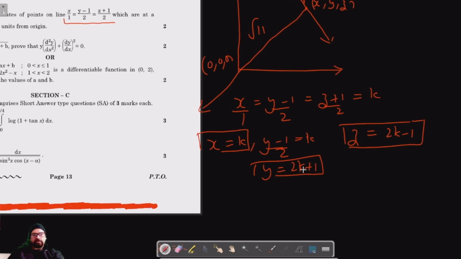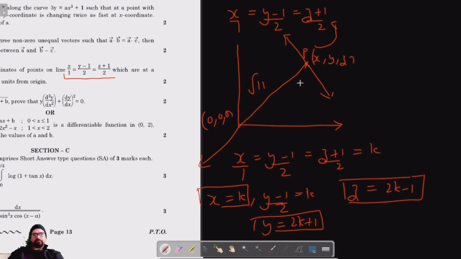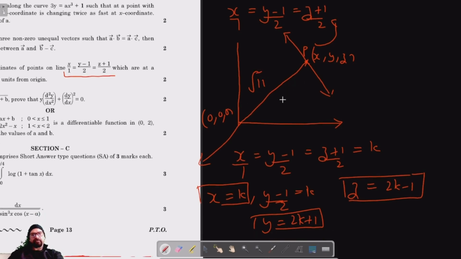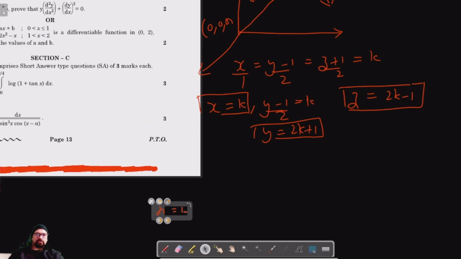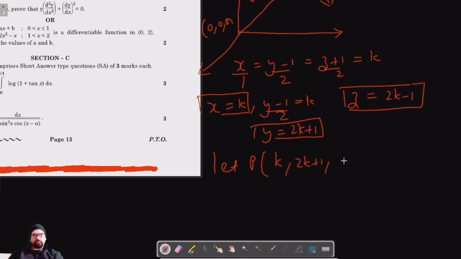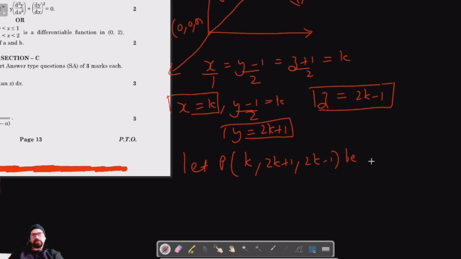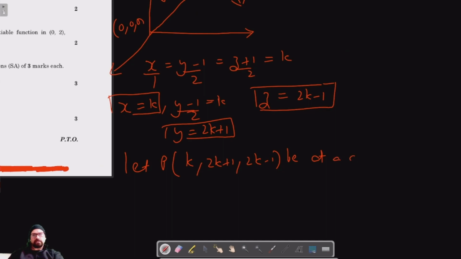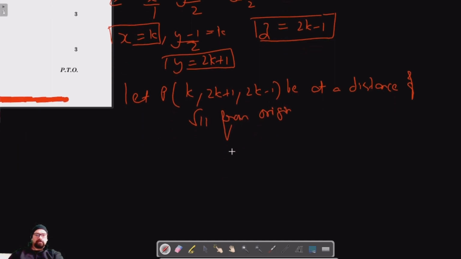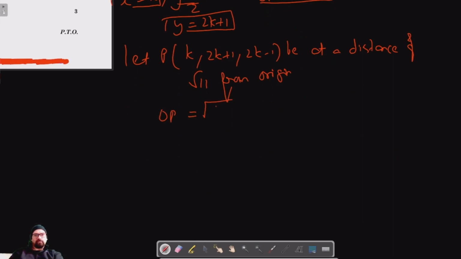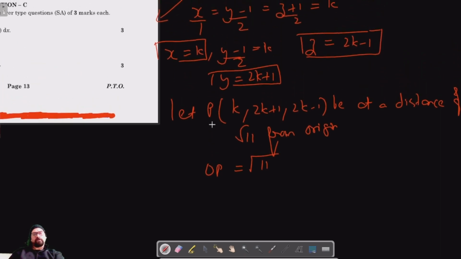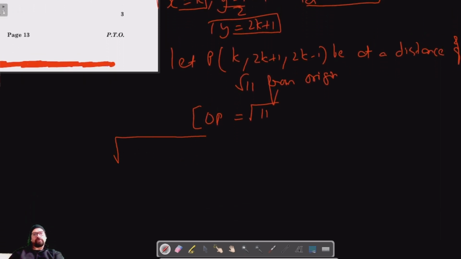Okay, now for some value of k, there will be a point P whose distance from the origin is root 11. So let's say the general coordinates of the point P are k, 2k plus 1, and 2k minus 1, at a distance of root 11 from the origin. So that means the distance OP is equal to root 11. And let's find out the distance of OP using the distance formula.